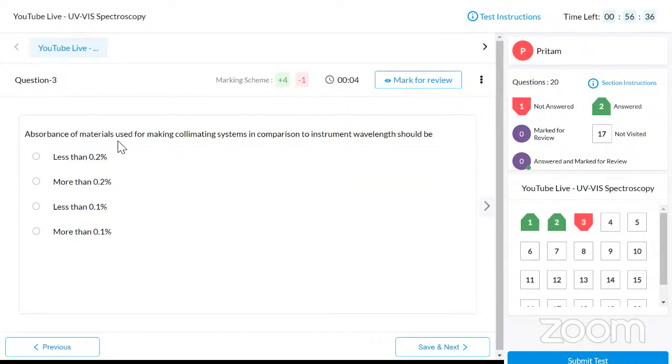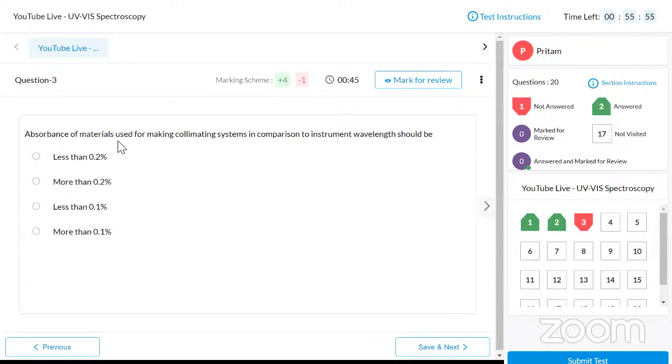Absorbance of materials used for making collimating systems in comparison to instrument wavelength should be which of the following? We have option A, less than 0.2%, option B, more than 0.2%, option C, less than 0.1%, and option D is more than 0.1%. Now, what is the function of a collimating lens? The collimating lens is basically going to rearrange all the UV light that is going to enter your sample. So it will allow light of specific wavelength to hit your sample.